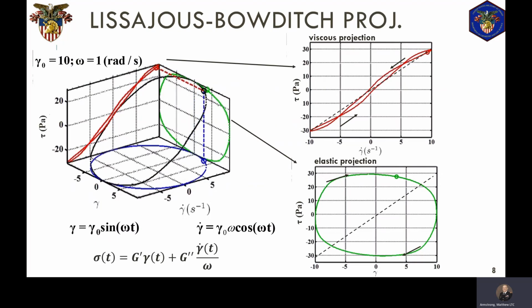This is a cartoon depicting the large amplitude oscillatory flow paradigm. On the left-hand side, we're showing 3-dimensional space with stress, strain, and shear rate. The strain itself is a sinusoidally oscillating function of sine. Taking the first time derivative gives us the shear rate. In the upper right and lower right side of the slide, we see the Lissajous-Bowditch projections. On the top is the viscous projection, whereby we plot stress versus shear rate, and on the bottom is stress versus strain.